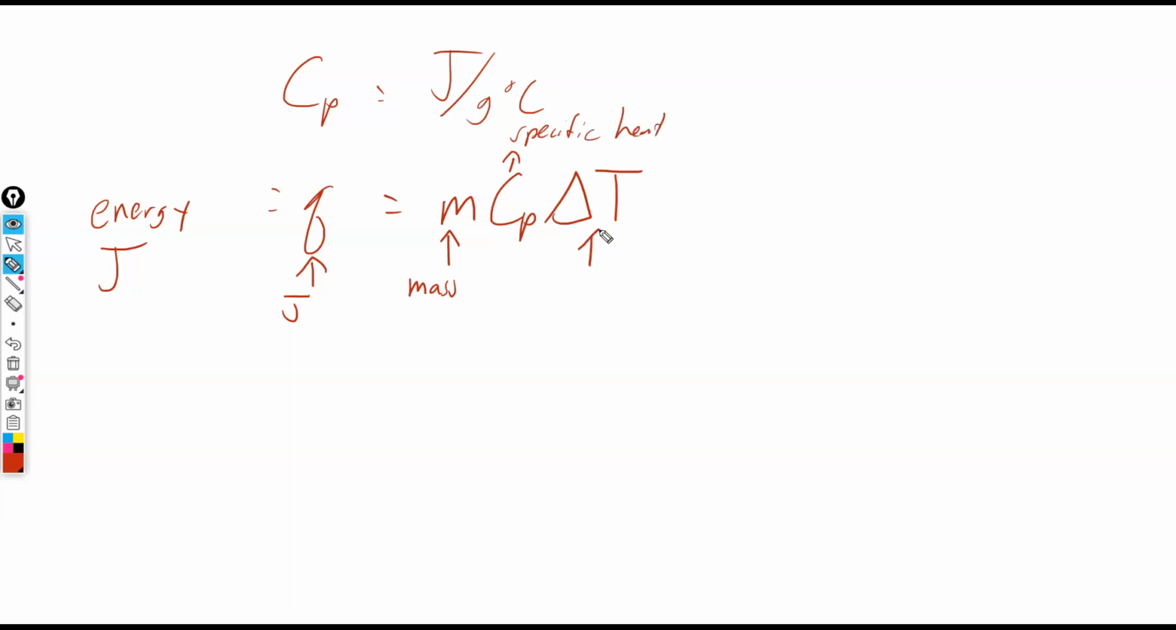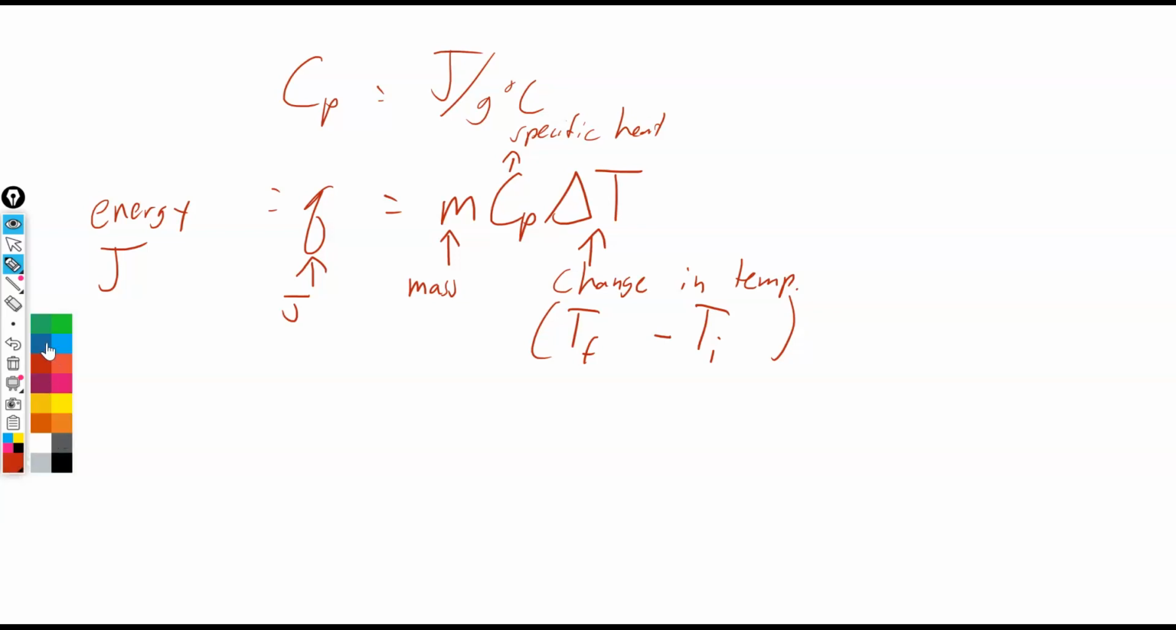And delta T means the change in temperature. How we'll measure that is we take the final temperature, T final, minus T initial. Whenever we talk about temperature change, it's always final minus initial for right now. But this is the equation that we will use for this part: Q equals m c delta T.